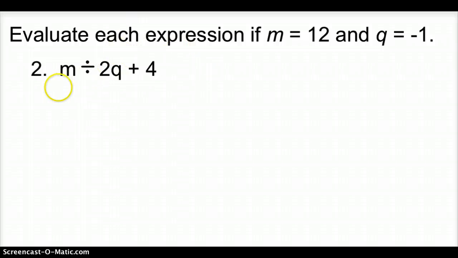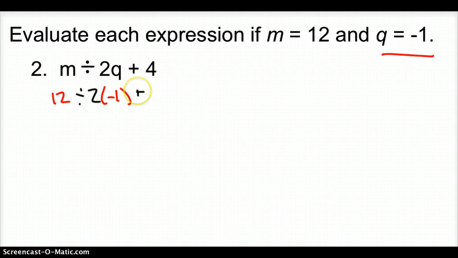Next, we're asked to evaluate this expression. We're not solving anything. So let's plug in everything we know. I know that this 12 goes in for my m. I'm going to bring down the division sign, bring down the 2, and then I'm using my q, which is negative 1, and bring down my plus 4.